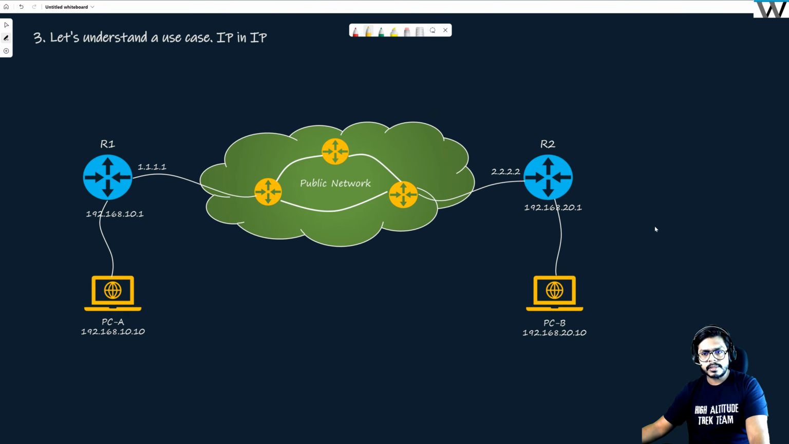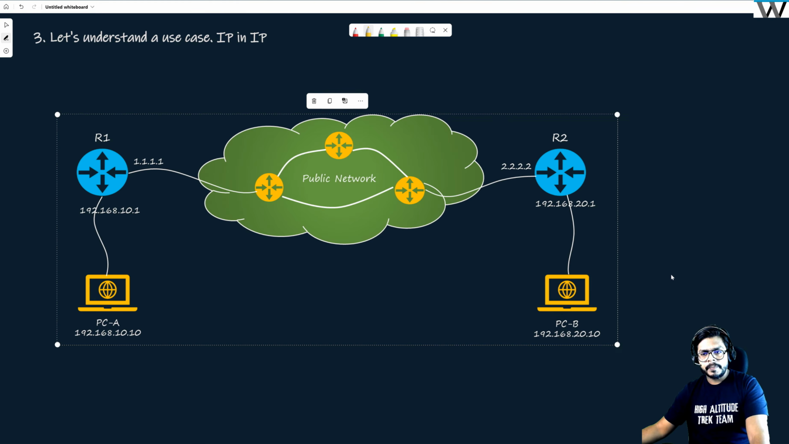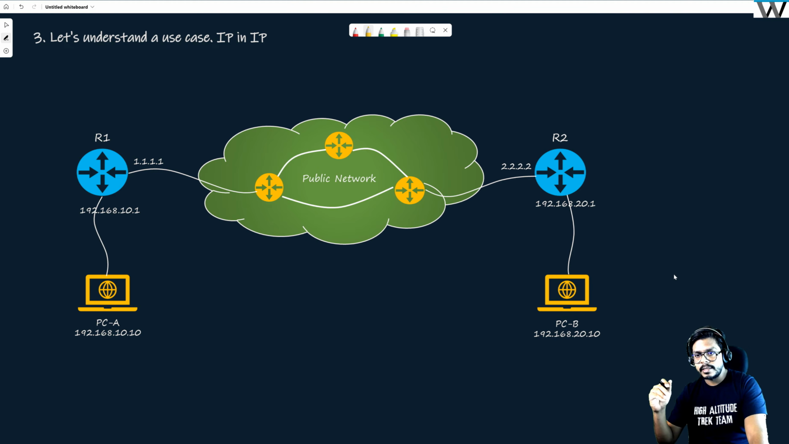What are those tunnels? And believe me, whatever solutions we have right now, maybe it's ACI in the data center, or SD-Access on our LAN side or the campus side, or we have the solution SD-WAN, everybody is doing tunneling. So if you understand these basics, believe me guys, it is going to be the foundation for those technologies also. Okay, try to understand what I'm saying here.